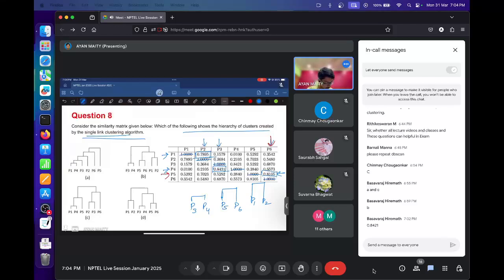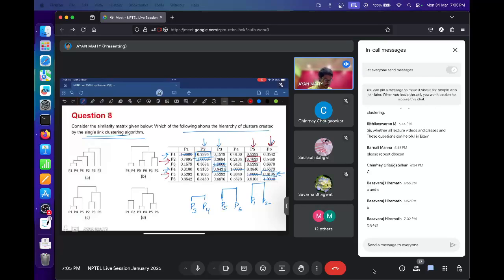After that, the fourth highest similarity value, I think, is this one. No, sorry, not this one. This one is the fourth highest. 0.70, where is it? Oh yeah, here. 0.7023. Yes, this is the fourth highest similarity, 0.7023. So that is between P5 and P2.